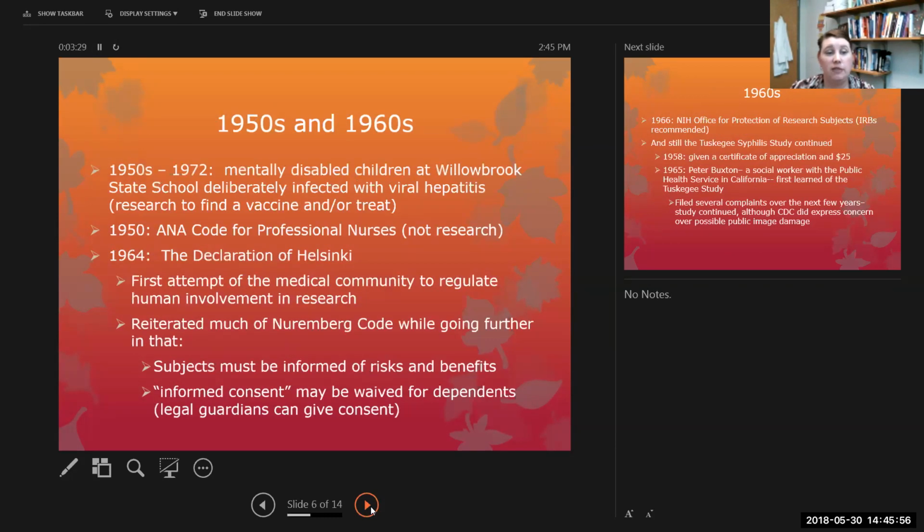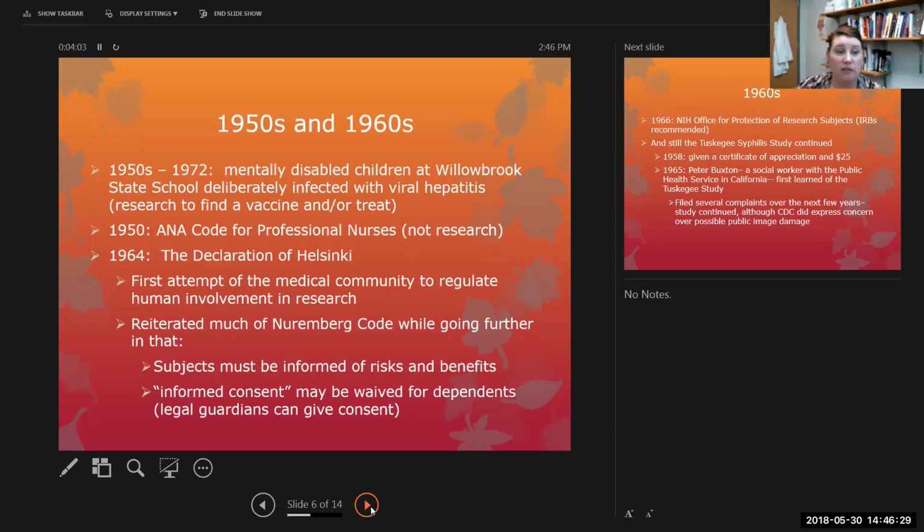And in the 1950s to 1972, there were mentally disabled children at Willowbrook, which is a state school, who were deliberately infected with viral hepatitis. And this was research that was done to find a vaccine and/or to treat. So again, all of this is just to say that we had the Nuremberg Code, and there were studies that continued to go on after that in violation of that code that we had all agreed upon.